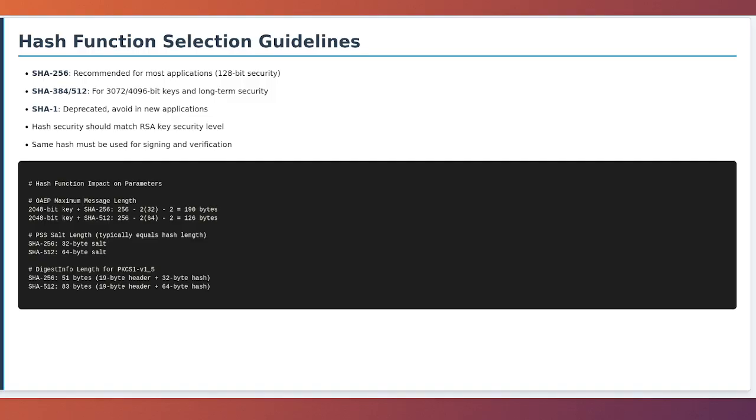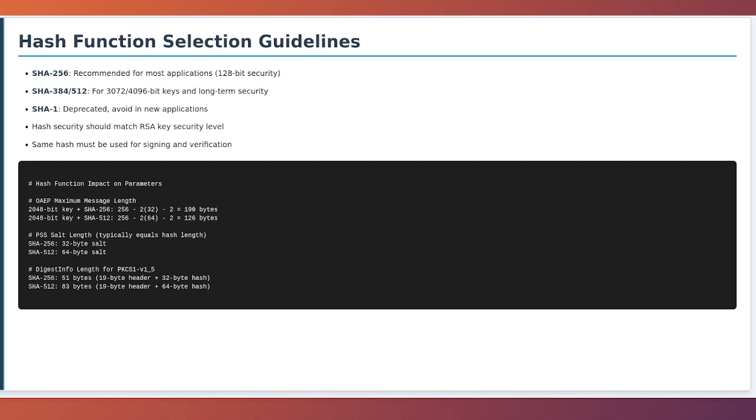SHA-256 is the recommended choice for most applications today. It provides 256 bits of hash output and has 128-bit collision resistance, which is more than adequate for RSA with 2048-bit or even 4096-bit keys.